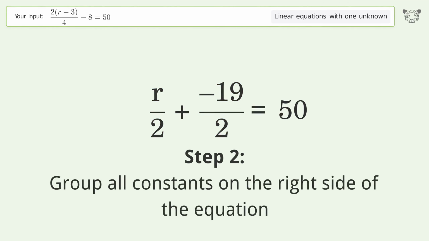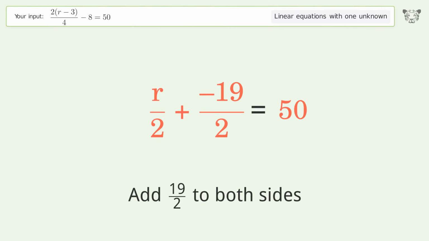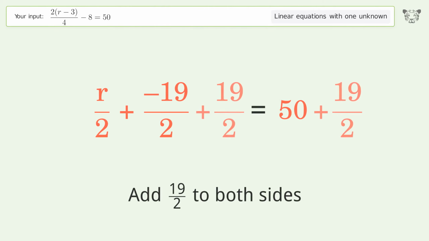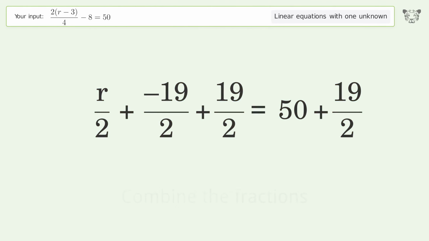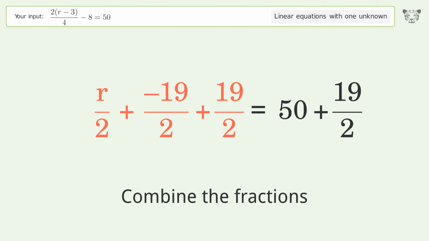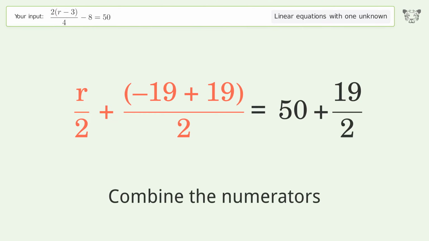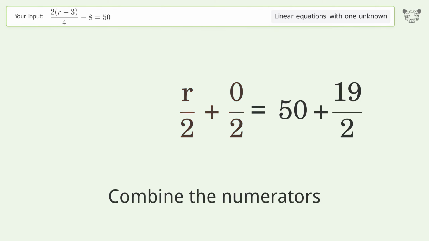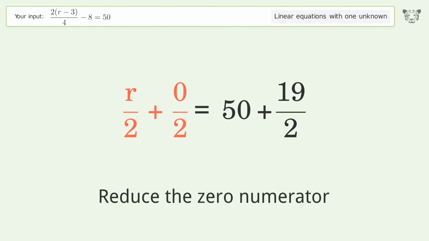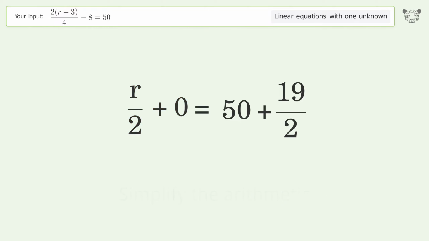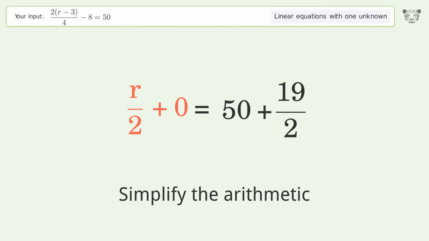Group all constants on the right side of the equation. Add 19/2 to both sides. Combine the fractions. Combine the numerators. Reduce the zero numerator. Simplify the arithmetic.